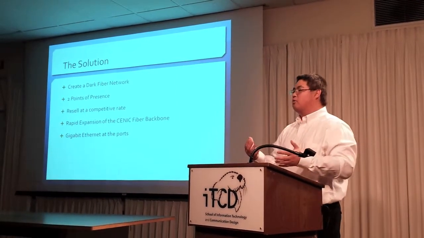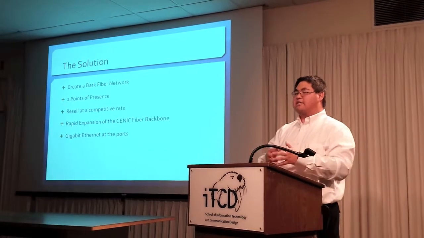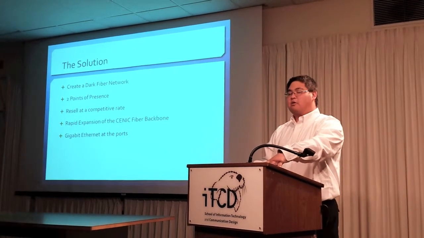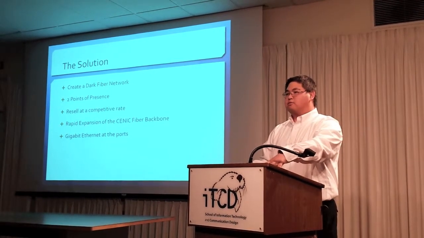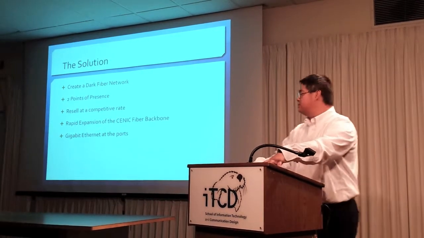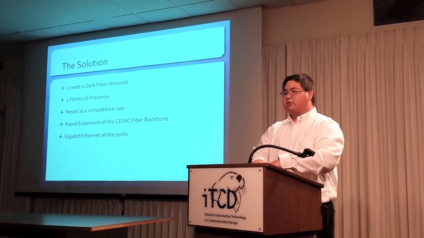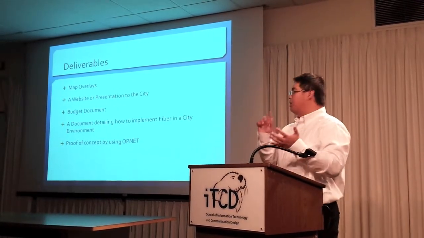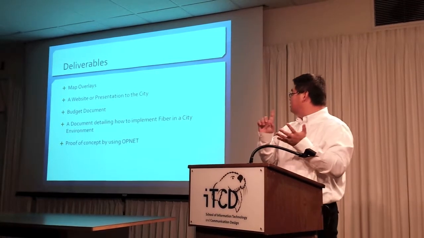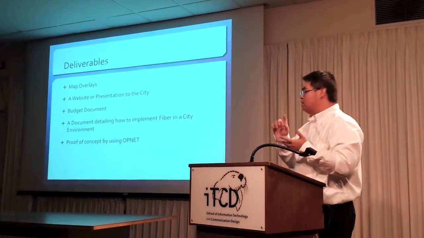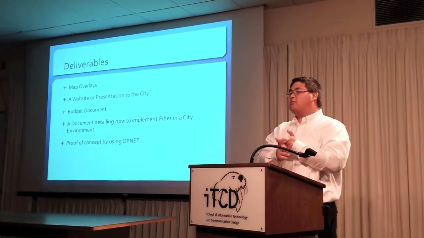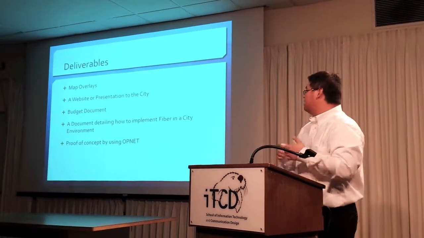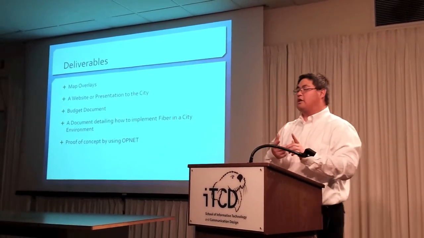It will also allow rapid expansion of the scenic backbone, which is the fiber optic cable system that runs throughout California and fills the internet needs of all the CSU campuses. And they want to provide gigabit Ethernet at the port. So my deliverables for this are the city map overlays, a presentation to the city, a budget document, a document detailing how to implement fiber optic in a city environment, as well as proof of concept using the OpNet simulation.